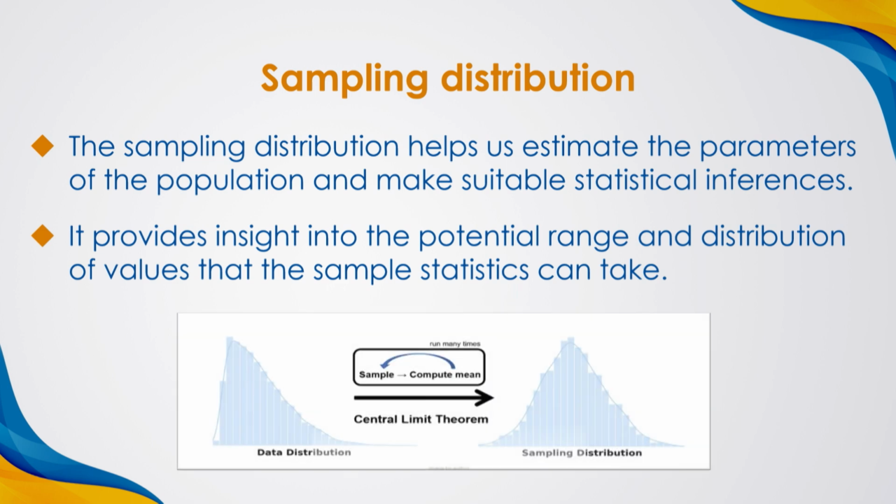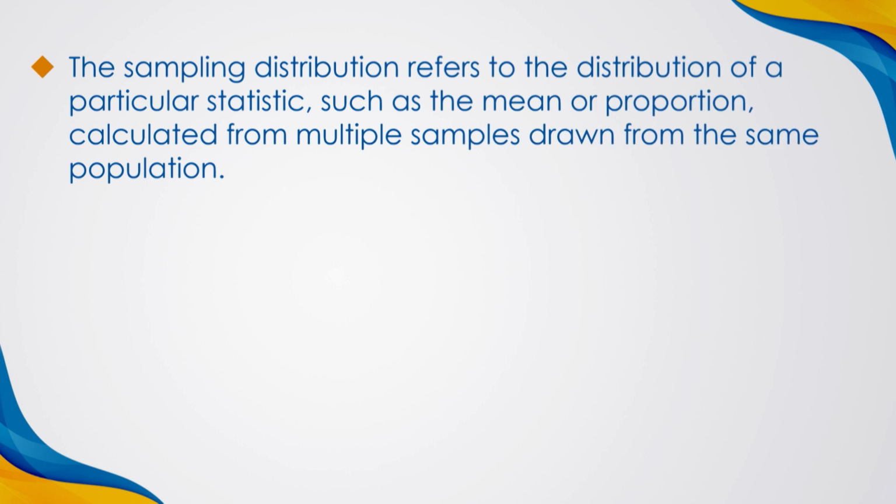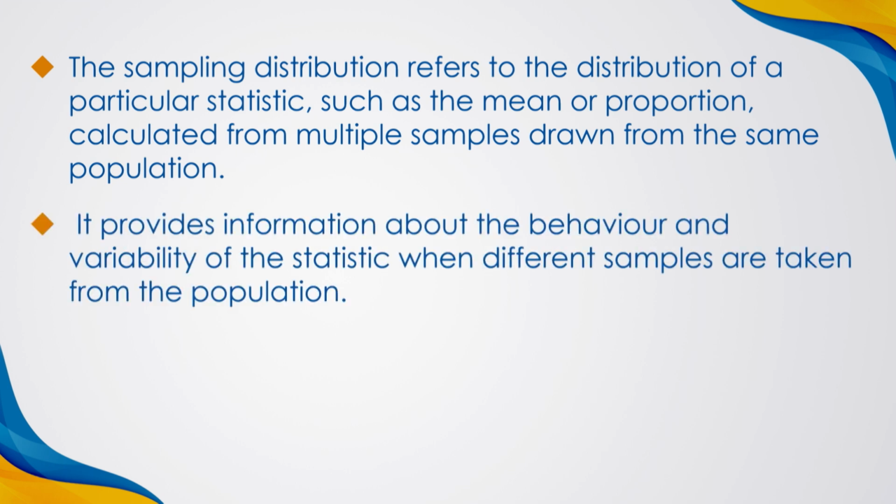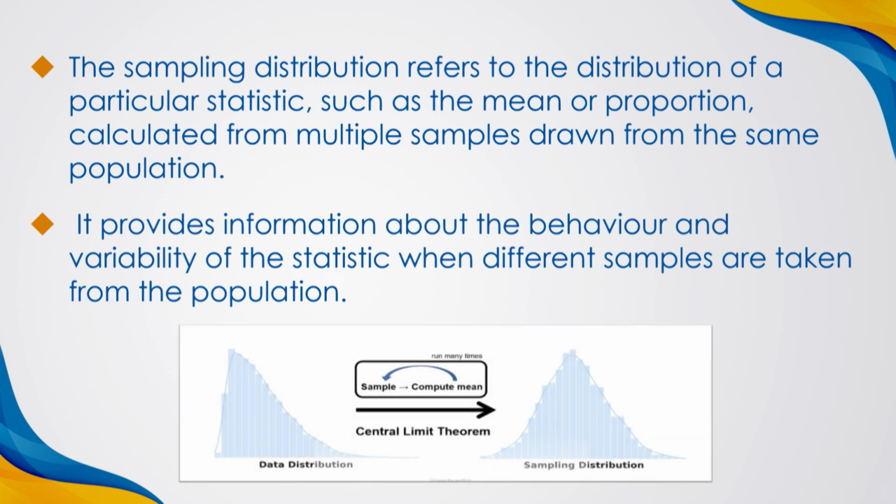This image shows how a data distribution becomes a sampling distribution through the central limit theorem. When n tends to infinity, that is, the sample size is very large, then any data distribution becomes a sampling distribution. The sampling distribution refers to the distribution of a particular statistic, such as the mean or the proportion, calculated from multiple samples drawn from the same population. It provides information about the behavior and variability of the statistic when different samples are taken from the population.